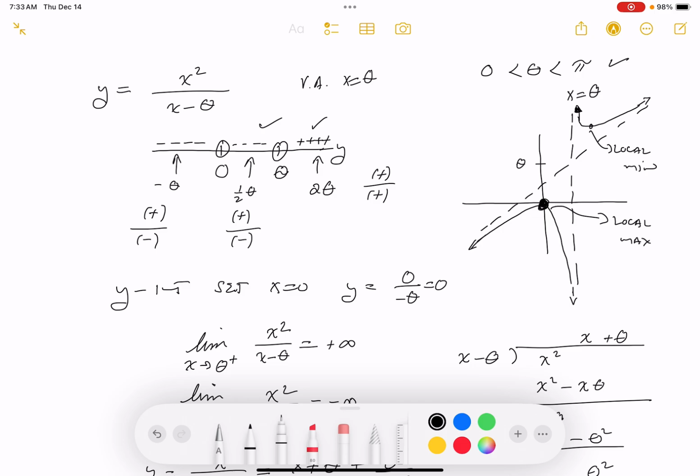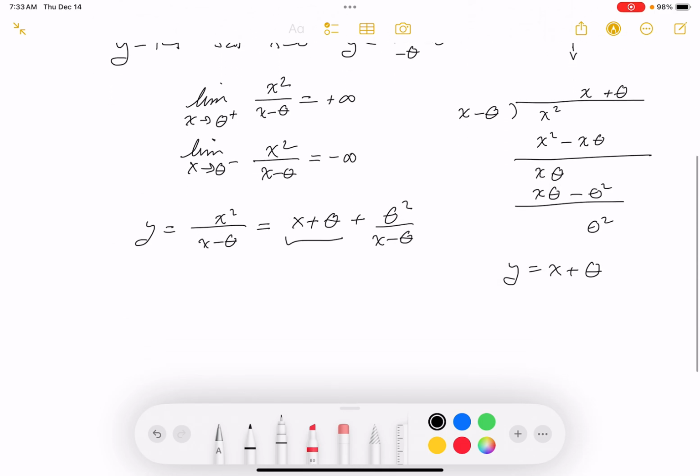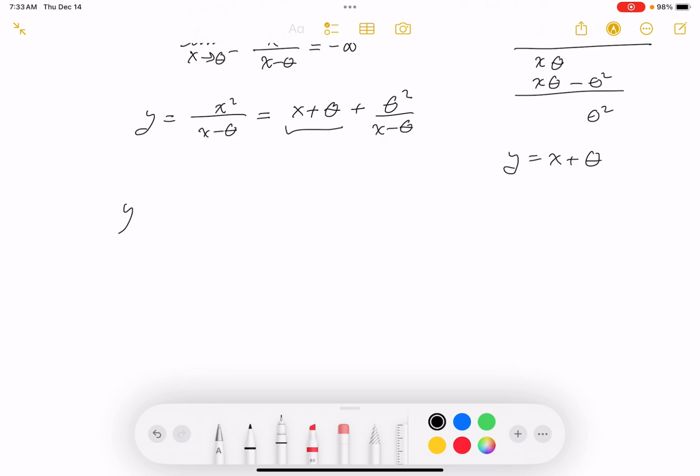This is where I'm going to go to my calculus. I'm going to take the derivative, and I'm just going to do the first derivative. Let's write that down. So y prime, just going to do the first derivative and try to figure out what's going on here. And hopefully my pre-calc sketch is going to really drive this home, that these local min and maxes are to be expected where I think they are. So let's write this down, and we're going to get x minus theta squared on the bottom. Then it's going to be x minus theta times the derivative of the top, which is 2x, minus the top, which is x squared, times the derivative of the bottom, which is just 1.